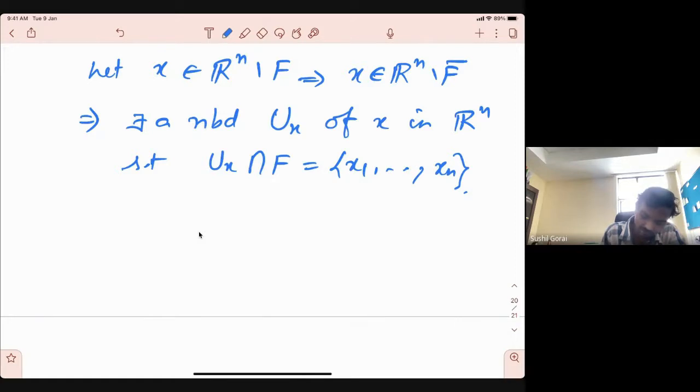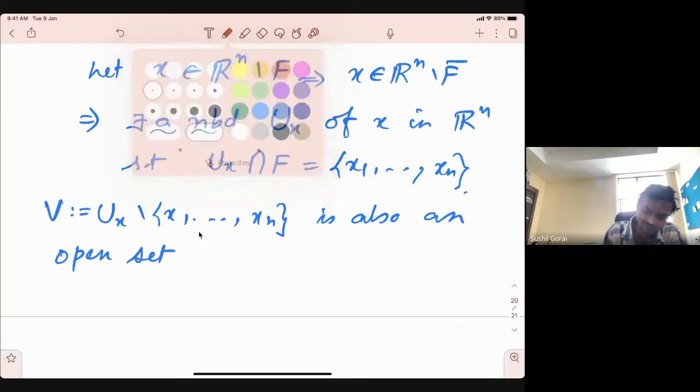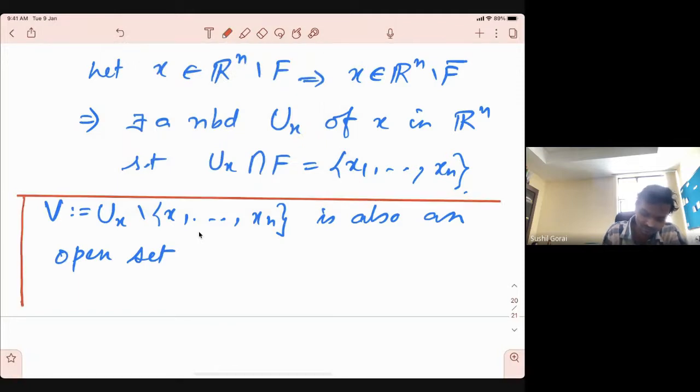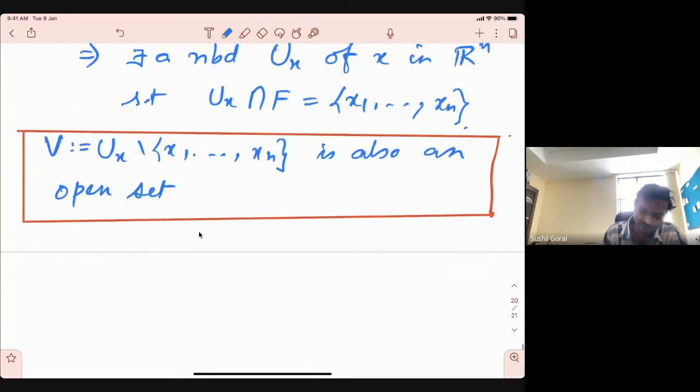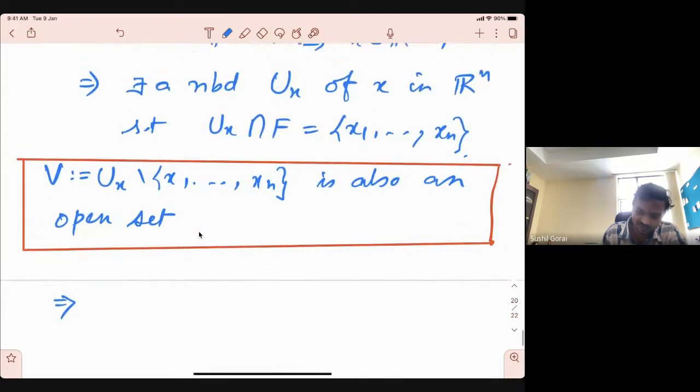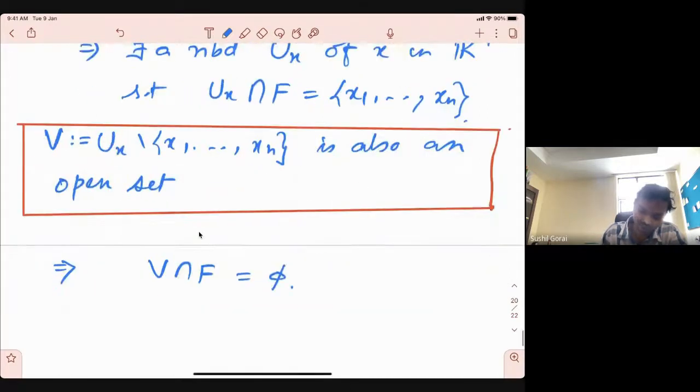Now prove this, an exercise here, that U_x minus {x1, x2, ..., xn} is also an open set. Call it V. So prove it. This is an exercise. Now once you know this one, then this implies V intersection F is empty. So this implies V lies in R^n minus F.